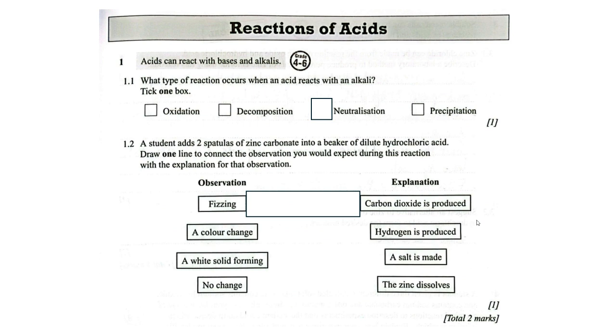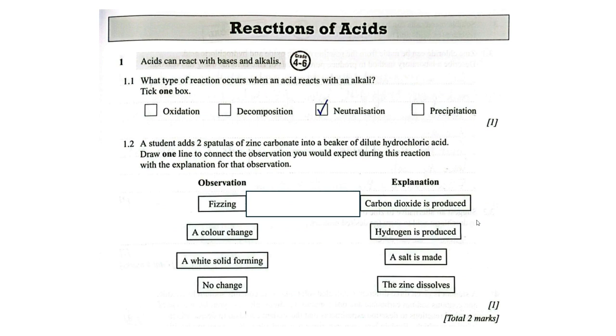Next, reactions of acids. Acid can react with bases and alkalis. What type of reaction occurs when an acid reacts with an alkali? Remember, this is called neutralization. This is the name.